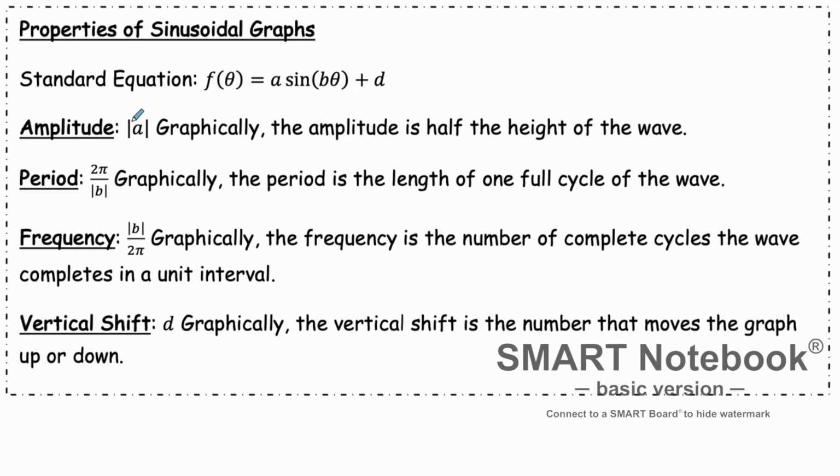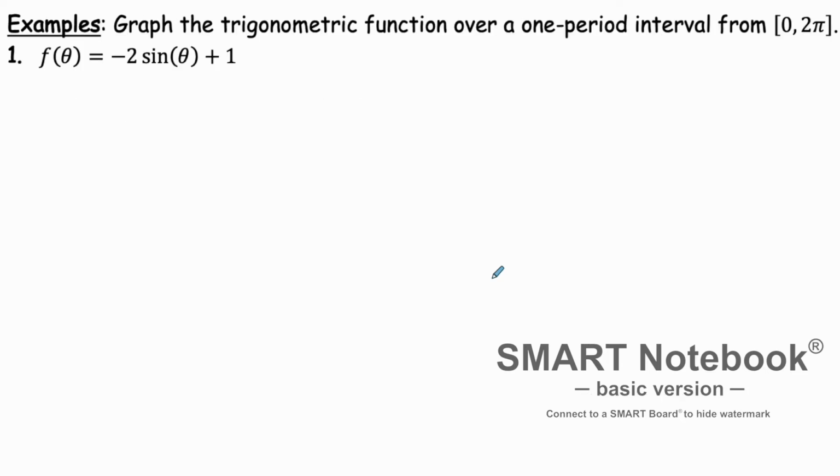Okay, so the first graph I'm going to do amplitude and vertical shift, and in the second example I'm going to do amplitude, period, and vertical shift. Okay, I'm not going to label the frequency for now. We're going to talk about that later on, but we're going to label amplitude, period, and vertical shift in these graphs. Okay, so I'm going to do that in the beginning of each step. Okay, so here we go.